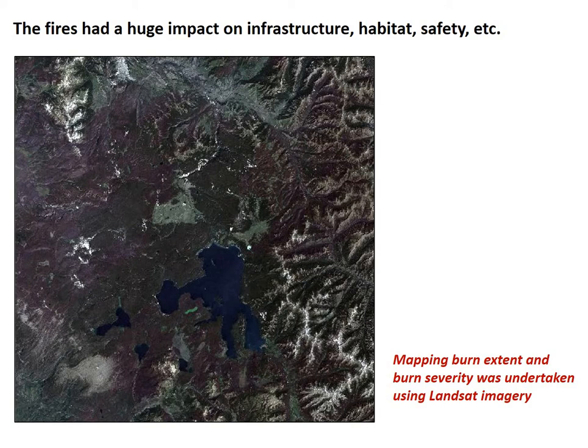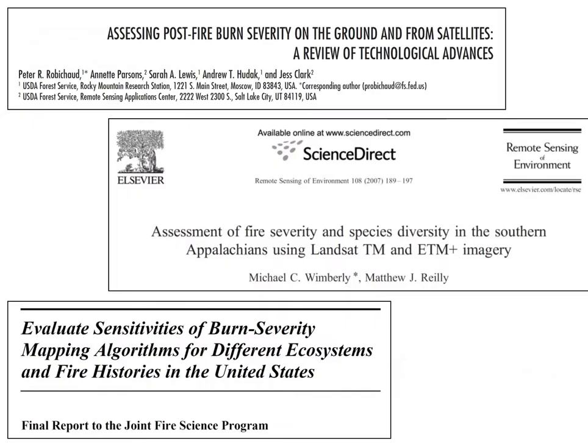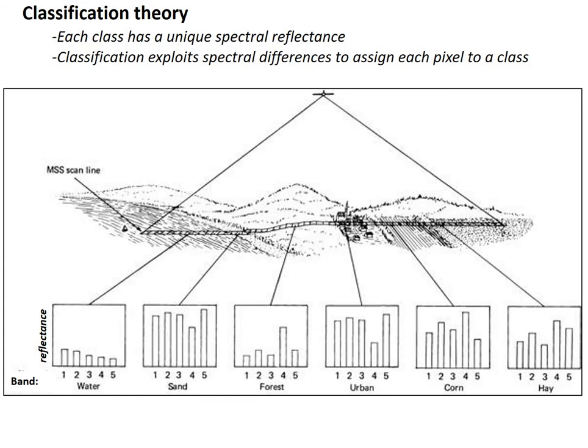So for example, here's a Landsat image collected after those 1988 wildfires. And you can see a lot of these burned areas, kind of in this bluish gray color here. So what if we could turn this satellite image, this data, into a map in which the map showed us classes of burned and unburned areas? So let's look now at some of the theory of classification. How are we going to do this?